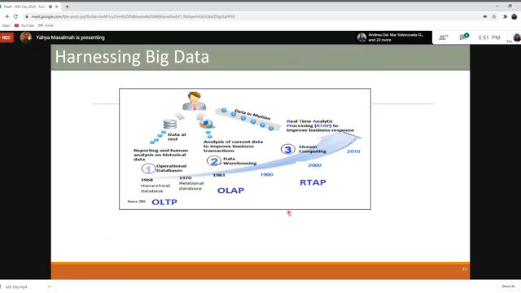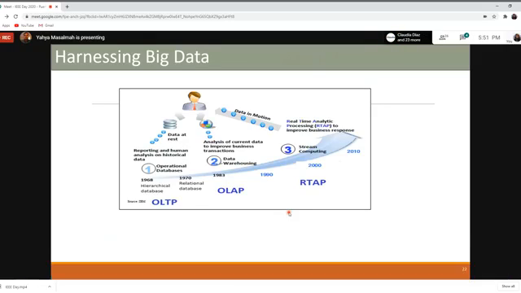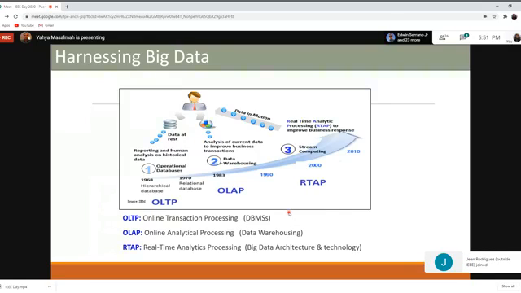Of course, we can use the data. It's not only a matter of generating tons of data, but we need to use it. We have different types of analysis or data analytics that can be used to extract or leverage what we call knowledge from the given data. We have OLTP, online transaction processing, where we're talking about database management systems.